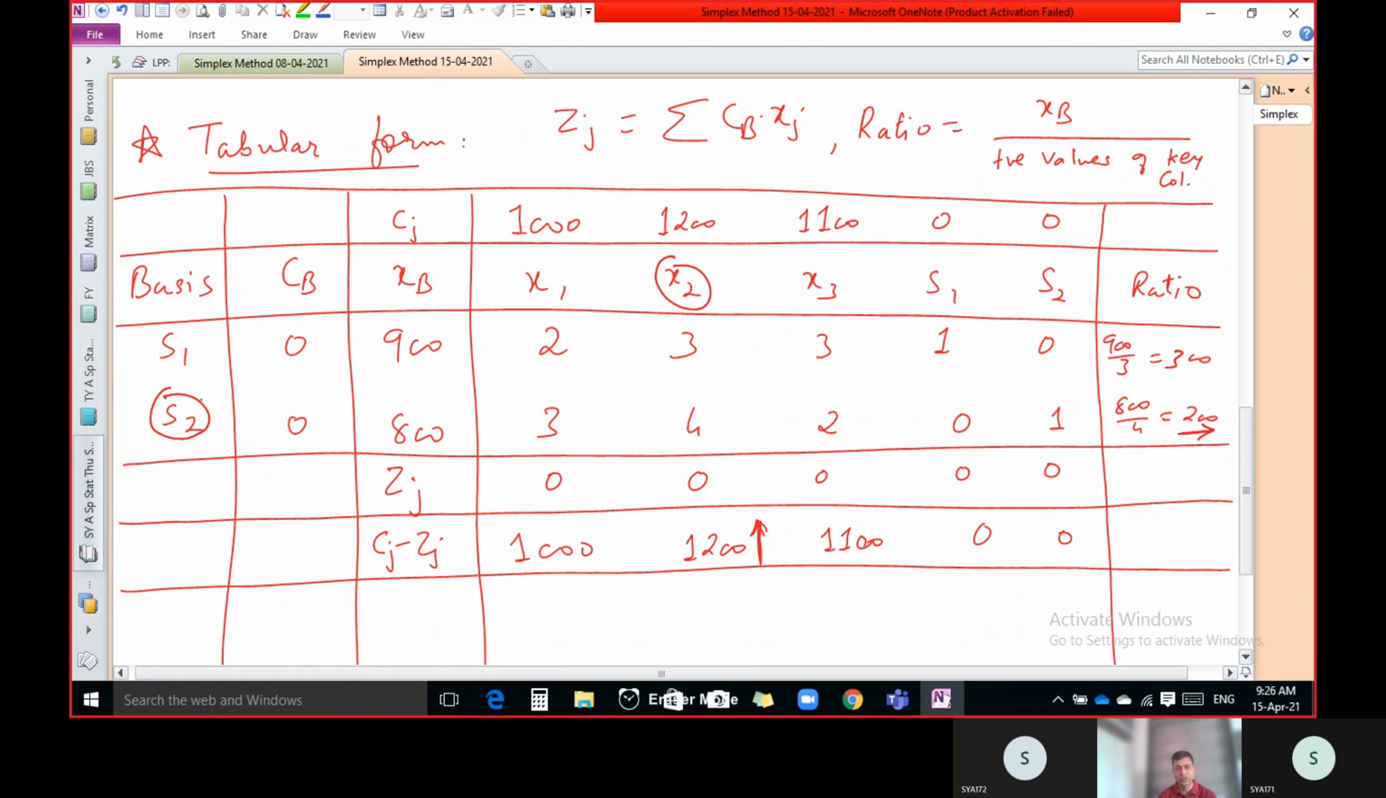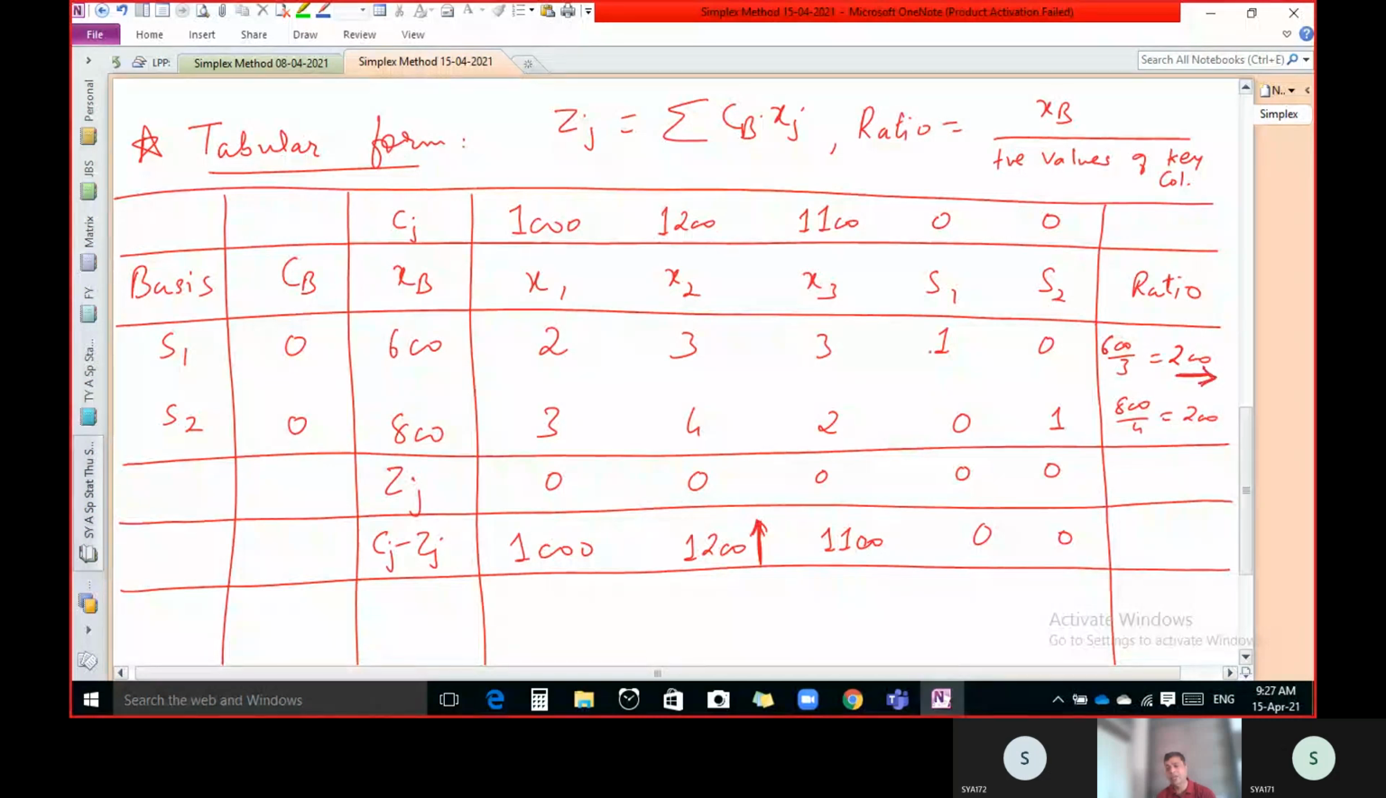Okay, right now what is the problem? These values are the same. So you can select any one randomly. If the value is the same, you can select any one randomly. Same in Cj minus Zj: if the maximum values are the same, you can select any one randomly. Here the minimum value is the same, so you can select any one randomly. So right now let us take this first value, 200.